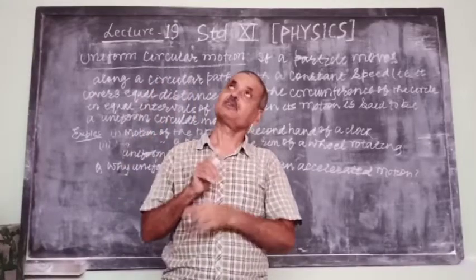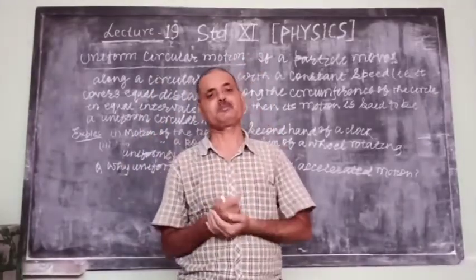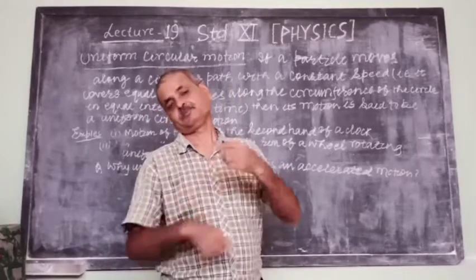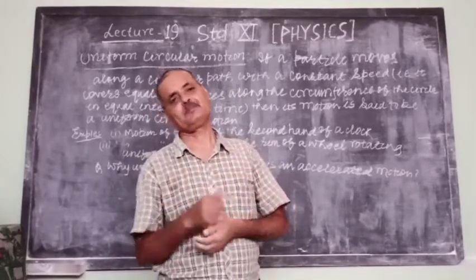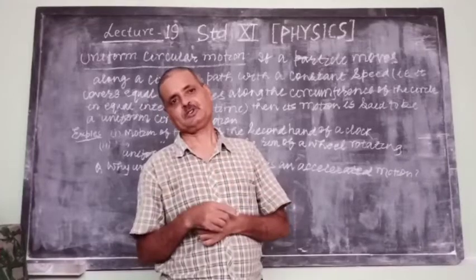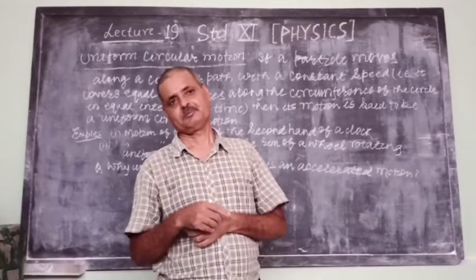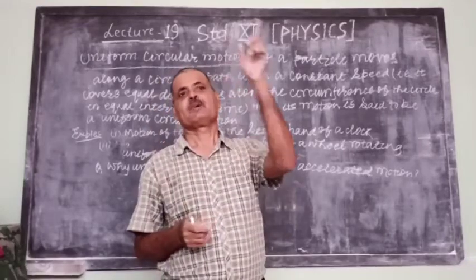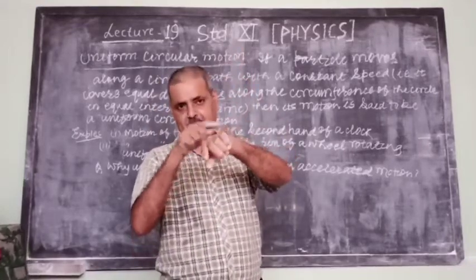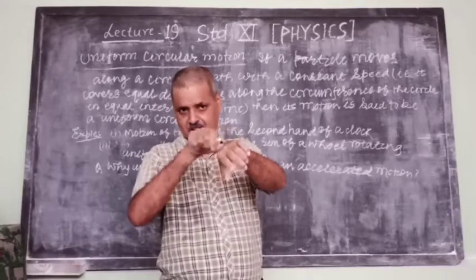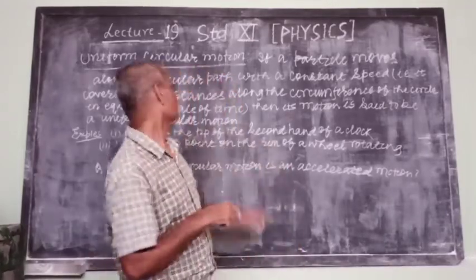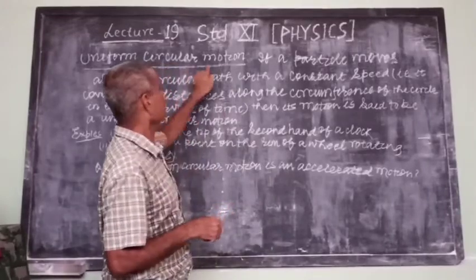Circular motion. Have you seen the movement of a fan? Is it circular? The wheel of a vehicle, does it move about a fixed axis? The tips of the hands of a clock. First of all, we will know about uniform circular motion.